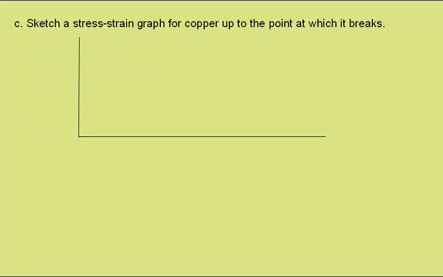Part C. Sketch a stress-strain graph for copper up to the point at which it breaks. Well, stress in pascals goes on the y-axis, with strain, which has no units, on the x-axis. Copper would have an elastic region here, with a straight line. It then undergoes plastic deformation with a large strain from no increase in stress, and eventually it would break around this point.